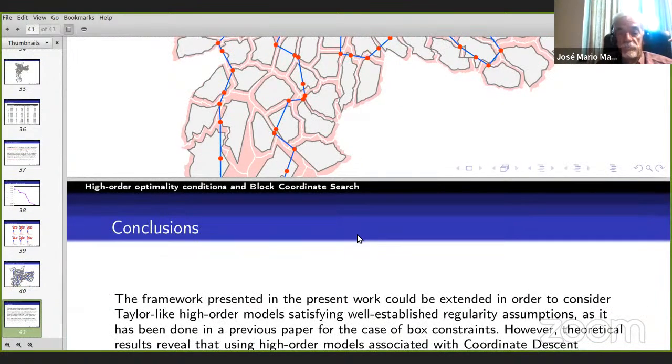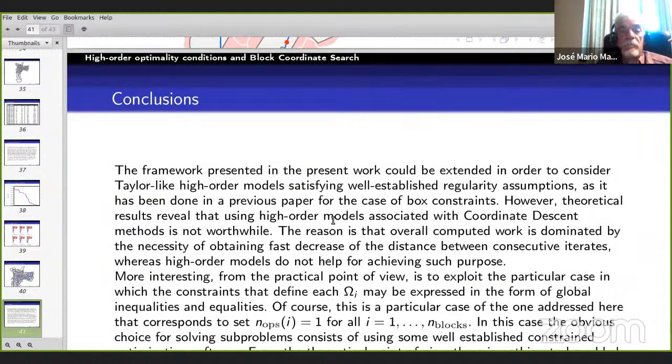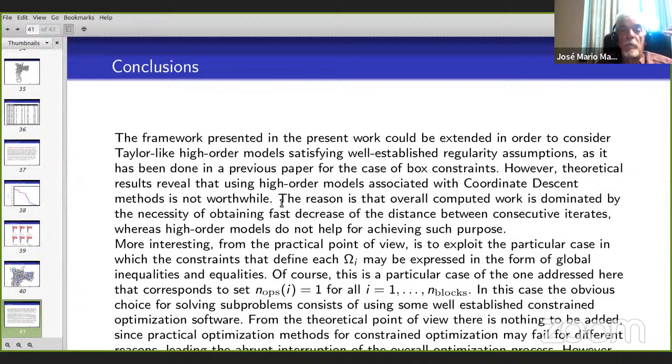Okay, conclusions. As I said before, the framework presented in the present work can be extended in order to consider Taylor-like high-order models satisfying well-established regularity assumptions. This can be done. It has been done. But I wonder that theoretical and practical results reveal that in this case, using high-order models associated with coordinate descent is not worthwhile. It is not worthwhile to use more than models of order 2.